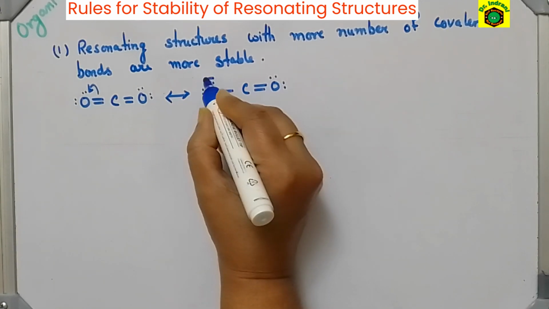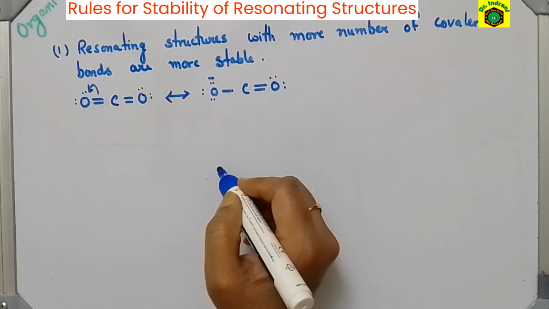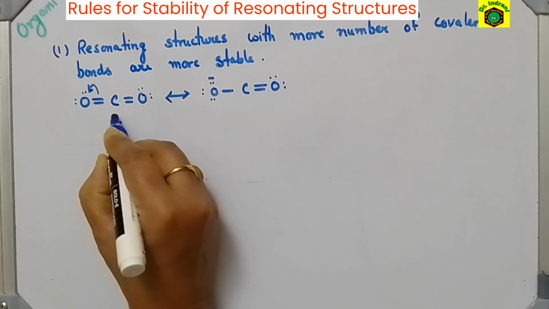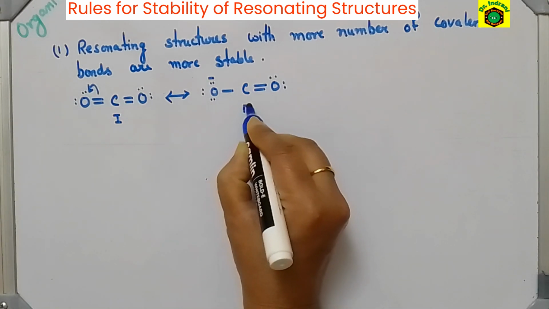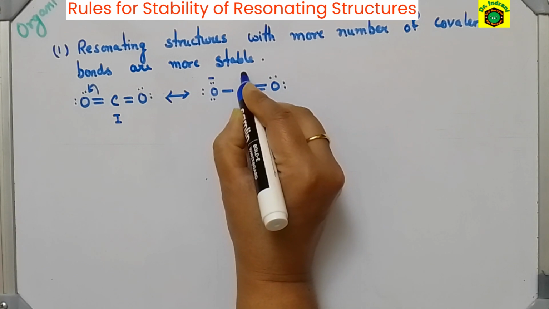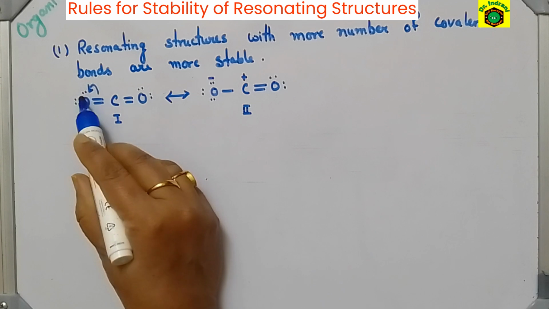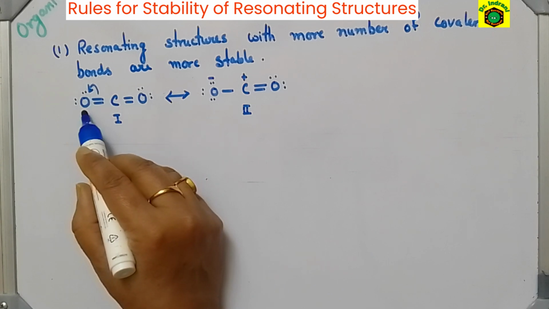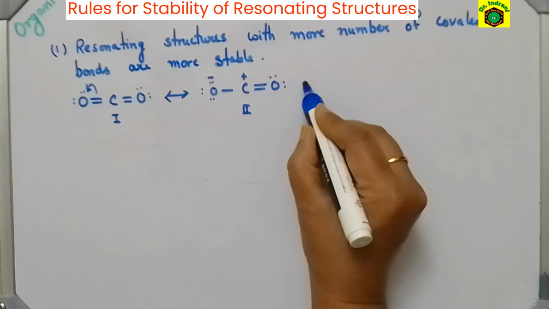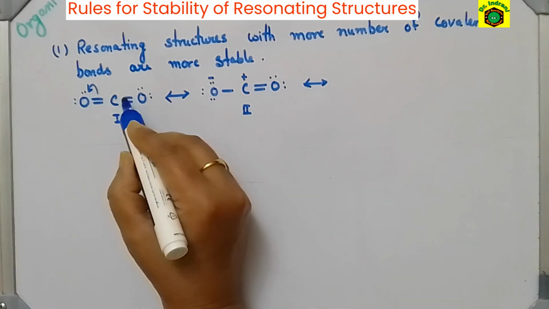So here we can write this negative charge, formal charge. This is resonating structure number 1. This is 2. And here we will get positive charge, since electron density shifted in this direction, because oxygen is more electronegative. Similarly, what we can do, we can clip this bond.